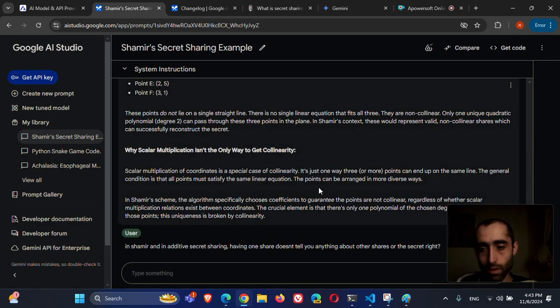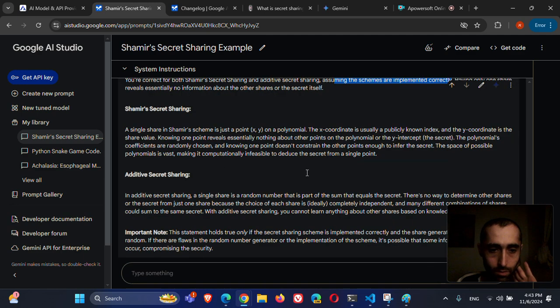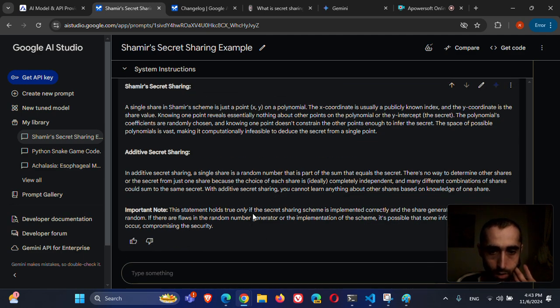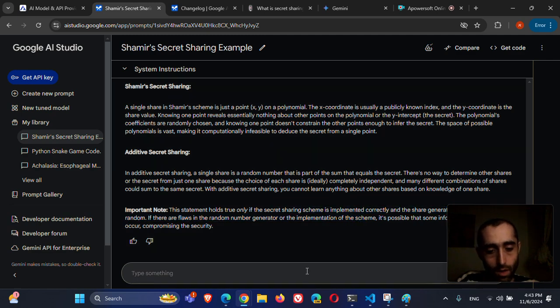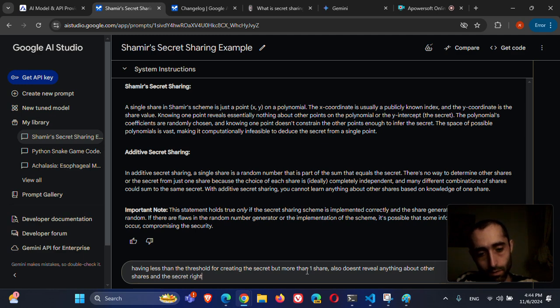So here, in an additive solution, assuming the scheme is implemented correctly, having only one share reveals essentially no information about the other shares or the secret. Only if the secret sharing scheme is implemented correctly. Having fewer shares than the threshold for creating the secret, but more than one share, also doesn't reveal anything about the other shares and the secret, right?